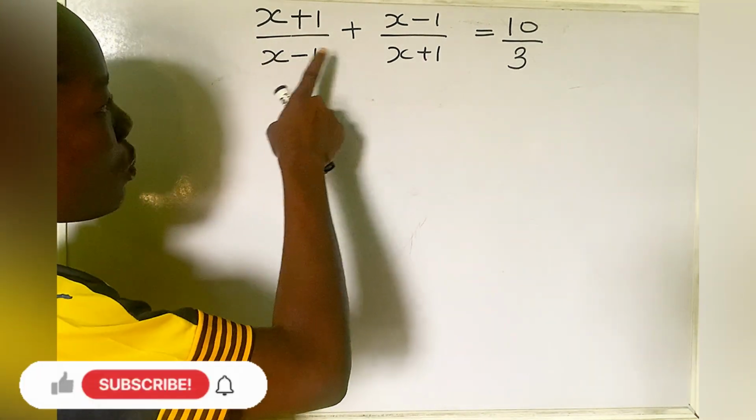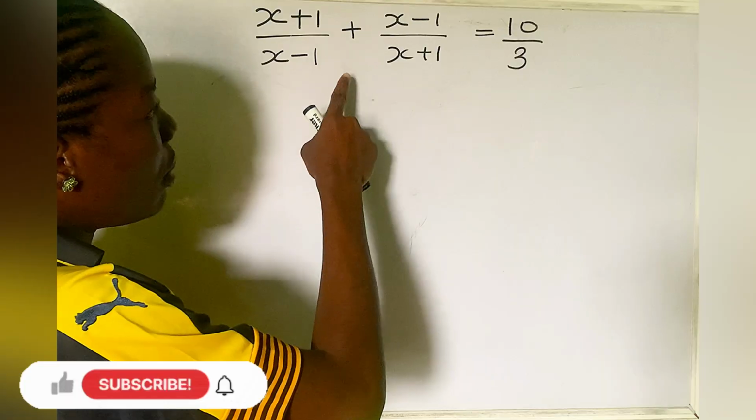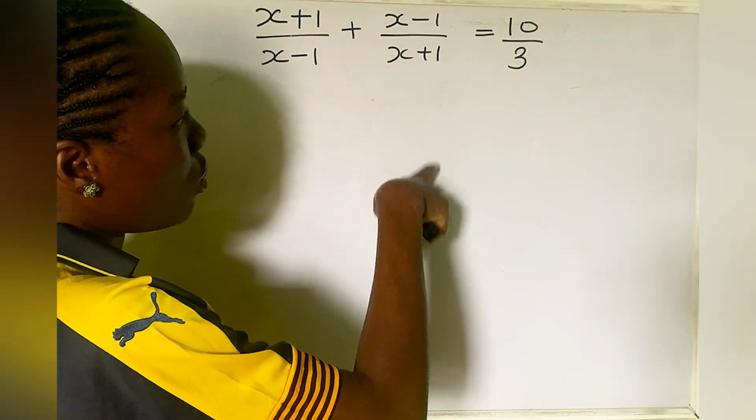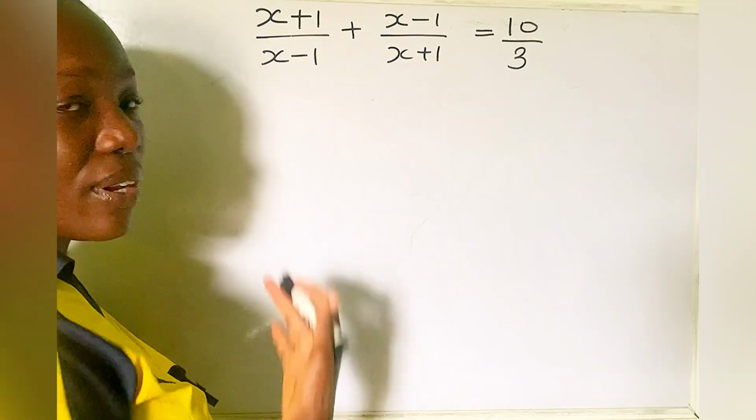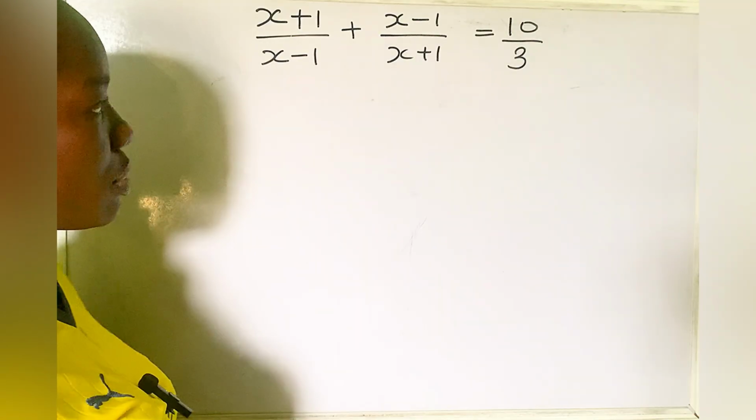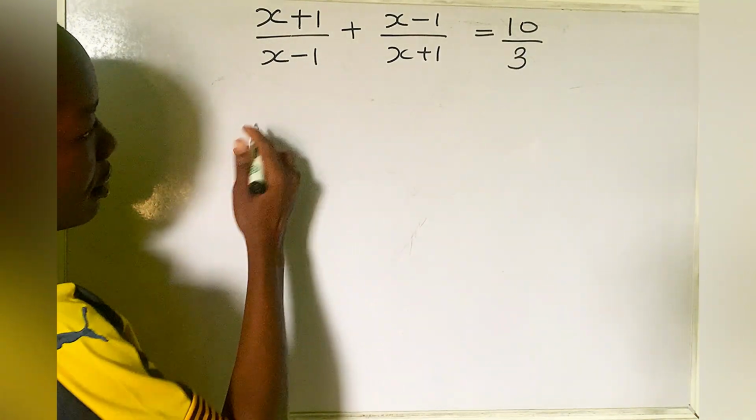We have (x + 1)/(x − 1) + (x − 1)/(x + 1) = 10/3. And here we are looking for the value of x, okay? So let's jump into the video and solve. Then the solution.